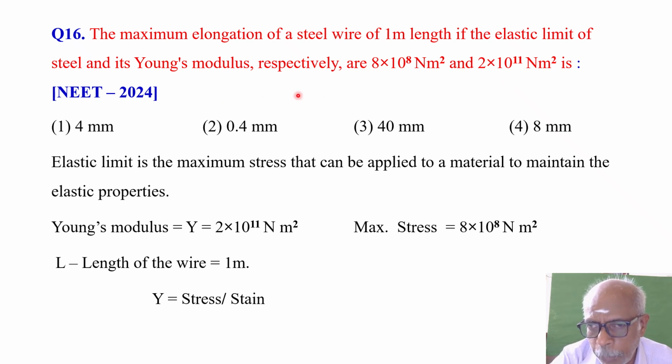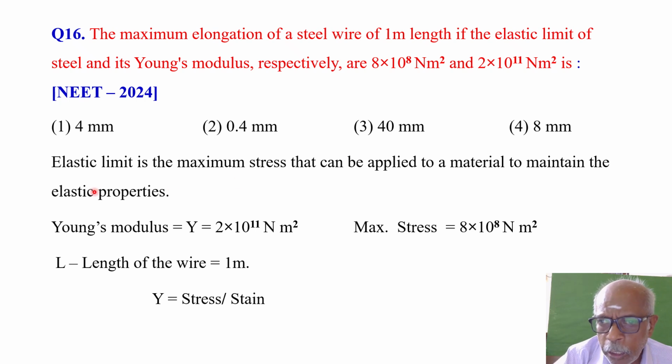This question has been asked in the NEET examination in the year 2024. So these are the four options: 4 mm, 0.4 mm, 40 mm, 8 mm. How to solve this problem, sir? The entire question has been given in a single sentence.